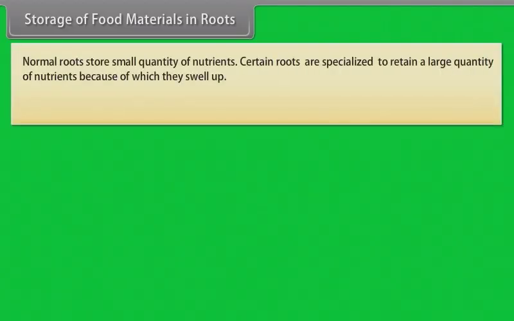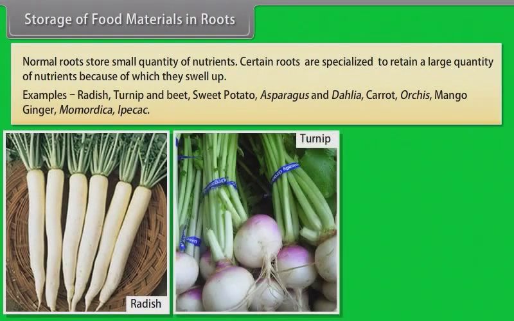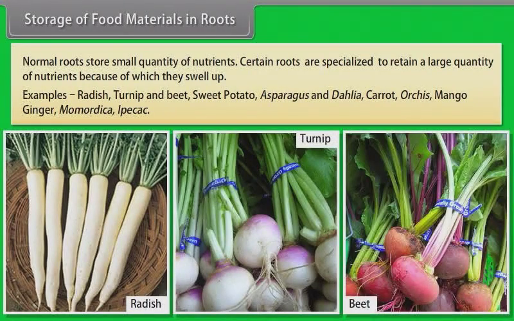Storage of food materials in roots. Normal roots store small quantity of nutrients. Certain roots are specialized to retain a large quantity of nutrients because of which they swell up. Examples, radish, turnip and beet, sweet potato, asparagus and dahlia, carrot, orchids, mango, ginger, Momordica, ipecac.